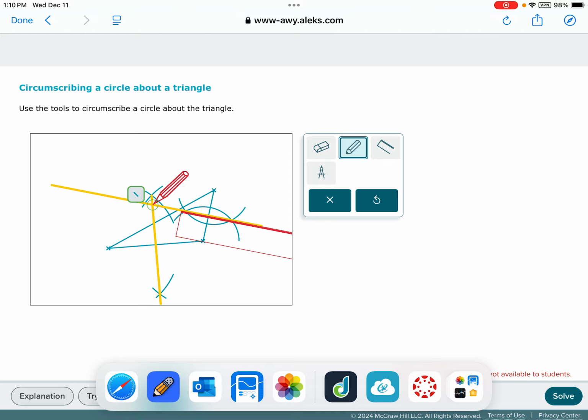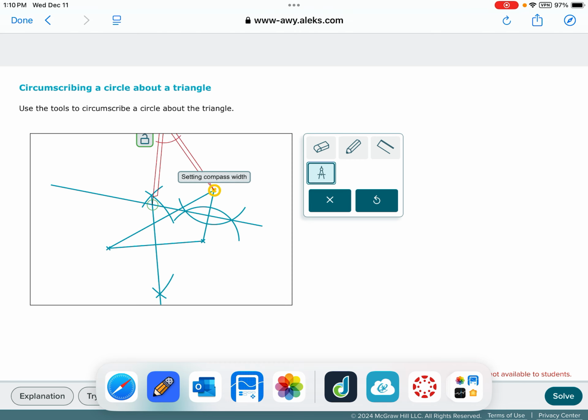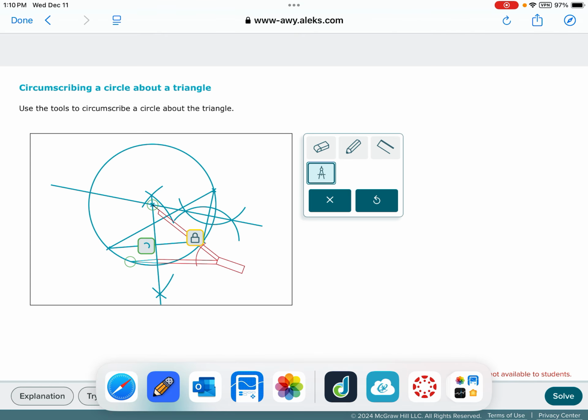Now that we've got that circumcenter, which is where those two lines intersect, we're going to grab our compass and place it at our circumcenter. Then we're going to place the other point of our compass at any of the vertices. Doesn't matter which one, any of these three will do. We're going to lock it in, and then draw a circle the whole way around.